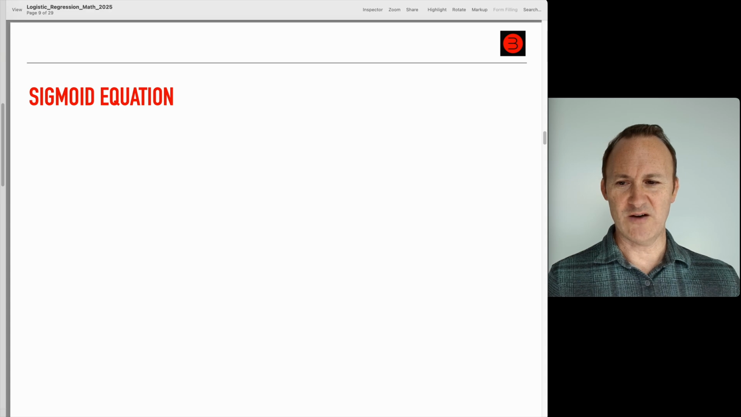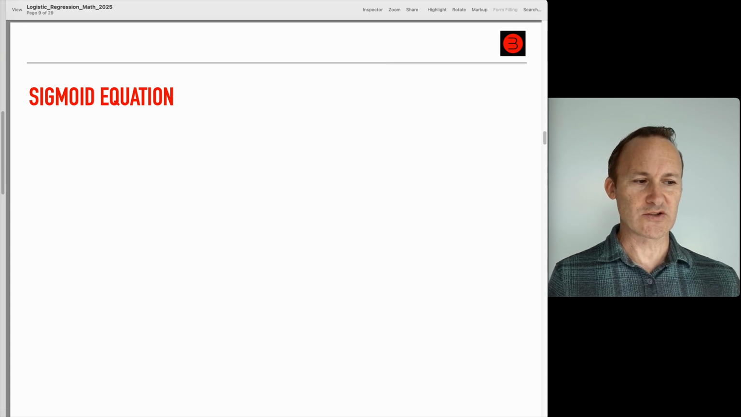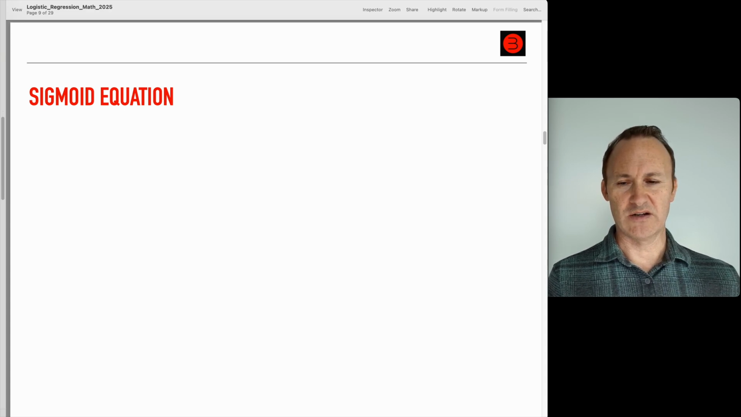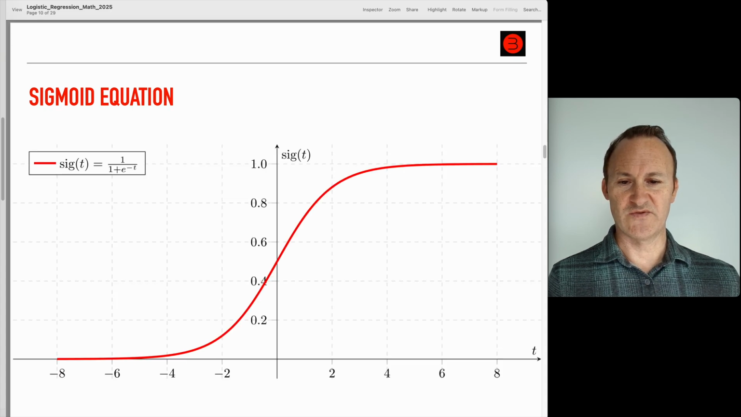But for now, let's take a look at the equation that is sort of the centerpiece behind logistic regression, which is the sigmoid. So here's a nice visual of the sigmoid. This is using t as your sort of x value. And so as you can see, it's 1 over 1 plus e to the negative t. E here is the 2.718 transcendental number. And this is the visual of it.